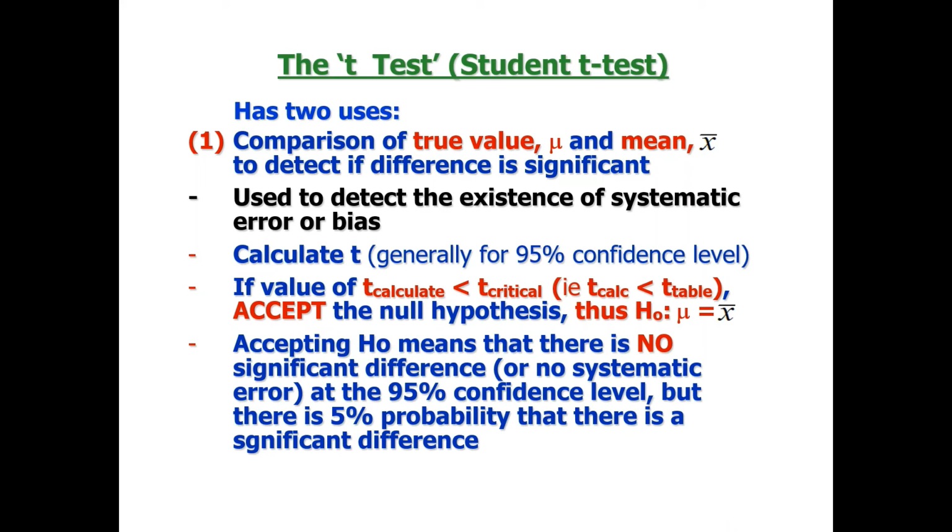So if you make the calculation based on the t-test, based on the confidence level, or based on the null hypothesis, with the t calculate, both should give the same answer, whether there is a systematic error, or both will give no systematic error. It should be the same. It cannot be that one gives no, but the other gives there is a systematic error. No, both would give the same answer. So you can use either one of the techniques.